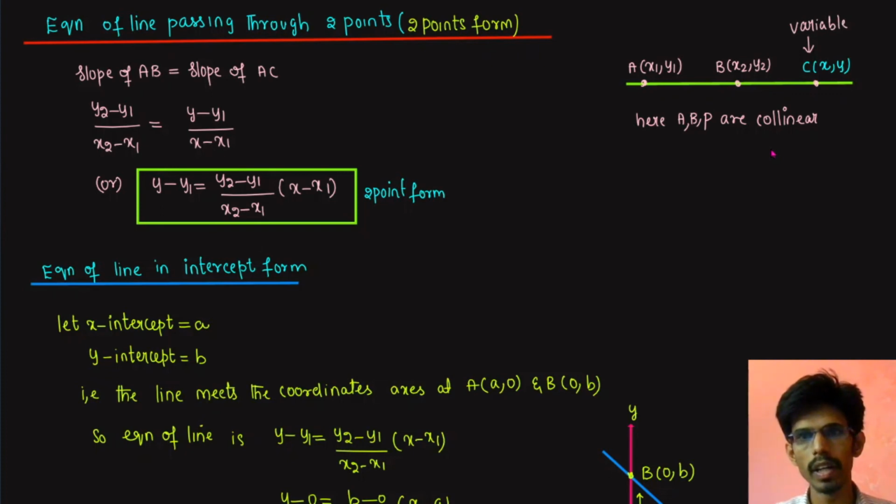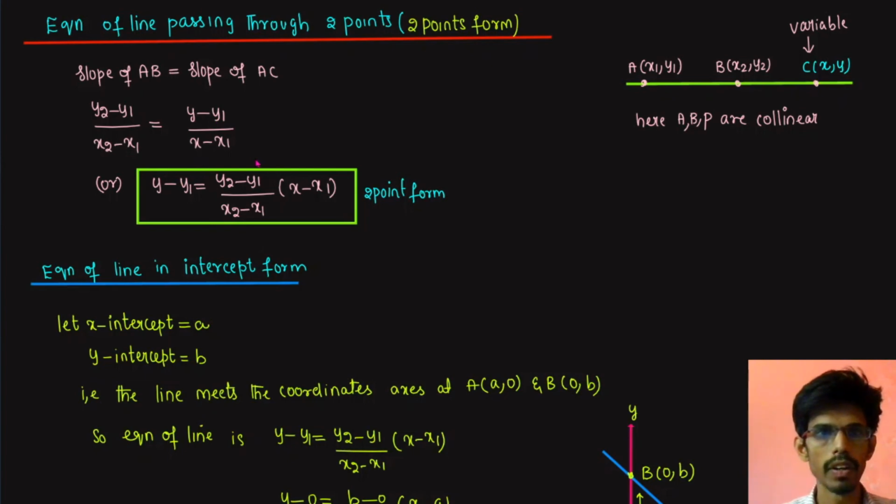Now A, B, C are collinear. Whenever we see 3 points are collinear, it means they have a common property, that is, the slope of AB must be equal to the slope of AC. So the slope of AB will be y2 minus y1 by x2 minus x1. The slope of AC will be y minus y1 upon x minus x1.